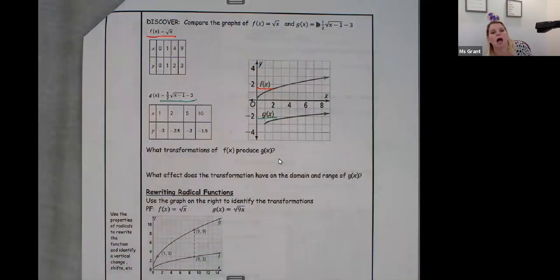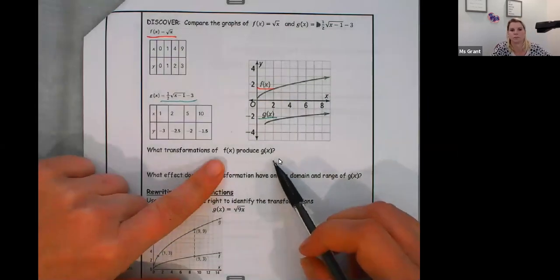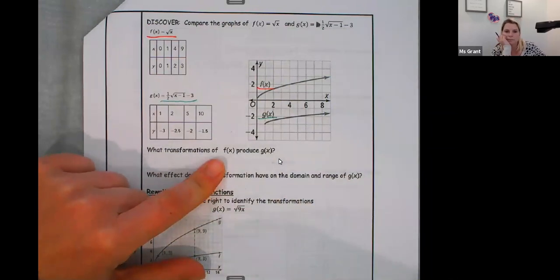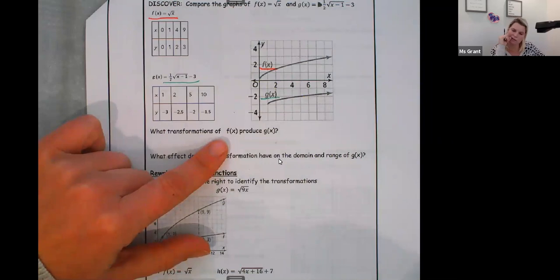Okay. Someone tell me, what does the 1/2 do? What does the 1 do? What does the 3 do? What happened in my graphs? And we're just going to write those down. What transformation of f of x produced g of x? What is it? What did the 1/2 do? Look at page 1. What does a 1/2 do when I have a fraction for a? What does the 1 do? What does the 3 do?